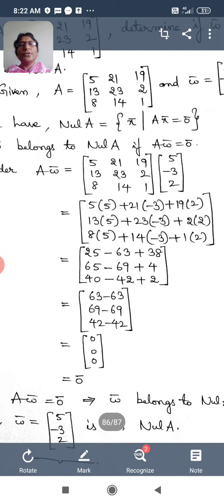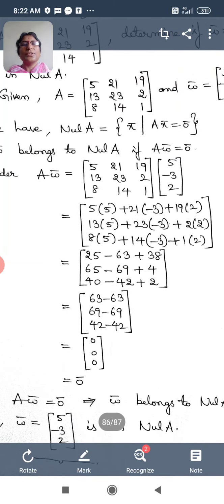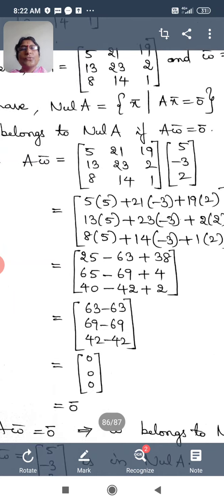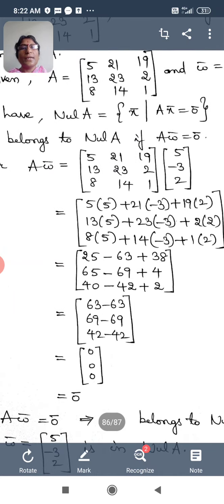Now moving on to the multiplication of these two matrices, we can do it in the same manner that we have done in the earlier problem, multiplying the rows with the column and writing it in the corresponding positions. We can have the first element as 5 into 5 plus 21 into minus 3 plus 19 into 2, and this is the first element.